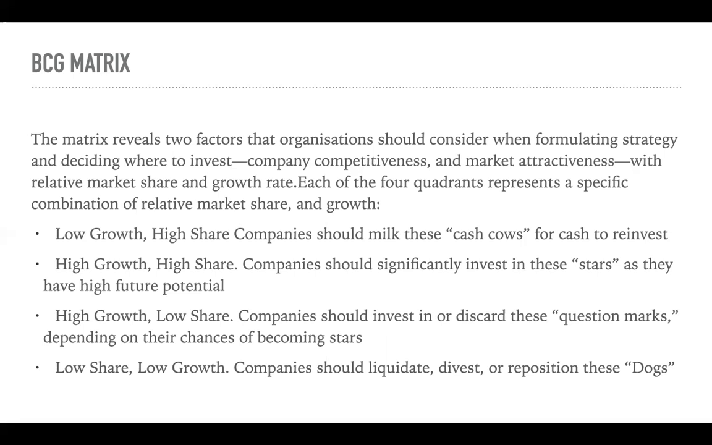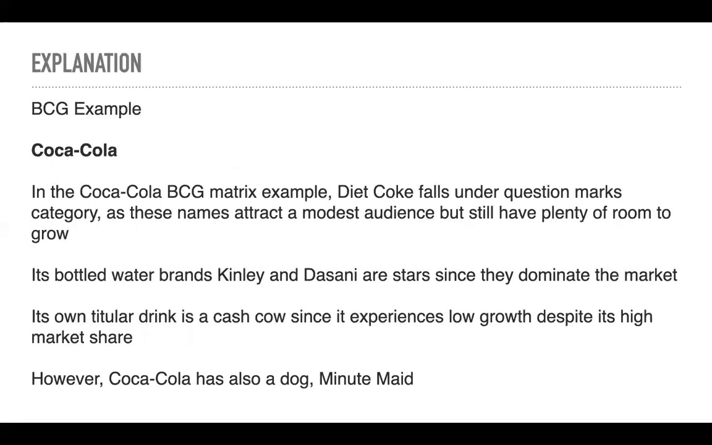And the last quadrant is low share and low growth. So companies should liquidate, reinvest, or reposition these dogs. It should not move ahead with these products. Either it should liquidate from that particular market, from that particular product, or divest, or rethink how these products can be placed in any of the other three quadrants.